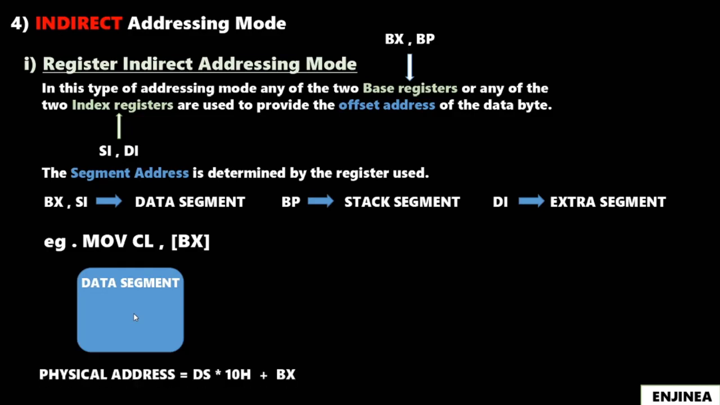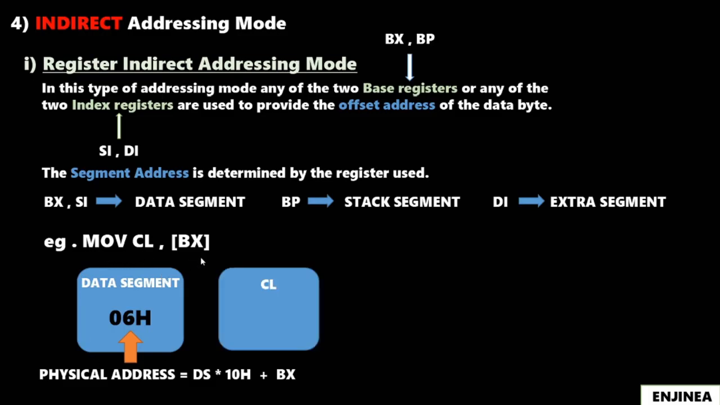Now the physical address is calculated as DS, which is the data segment, times 10H plus the offset address, which is given by the BX. Suppose in this physical address we have 06H stored inside the data segment. Now what this instruction will do is move the value from this location into the CL register, just as this.